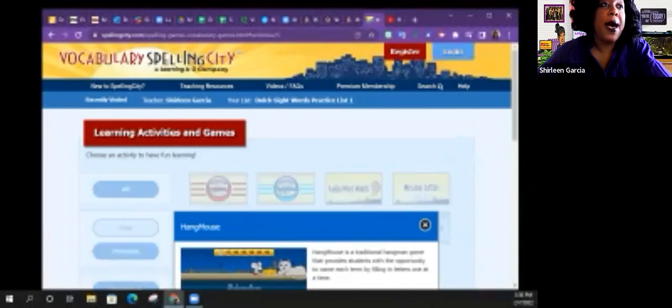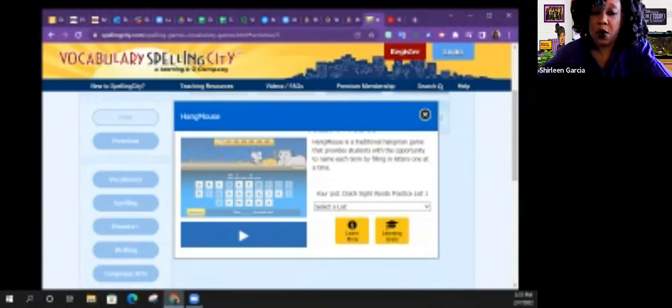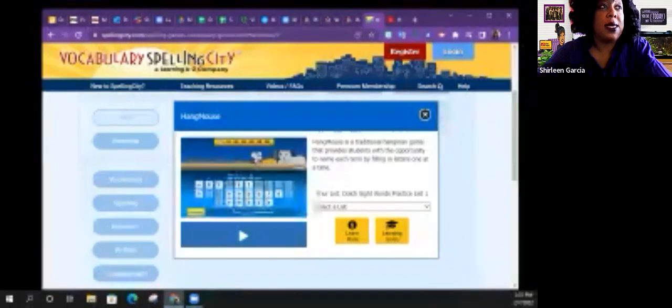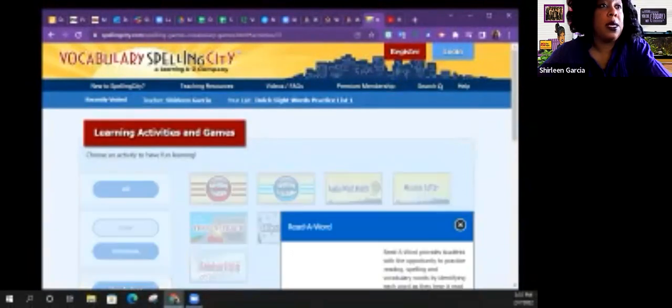Hang mouse. Hang mouse is kind of like hangman. So every time you get it wrong, the cat swipes at you and you have that many lives. Every time you get it right, you're able to take a piece of cheese away from the cat. This doesn't tell you the word. It tells you a sentence where you fill in the blank and then you try and spell the word that fits in that blank, okay? And this is a read a word.